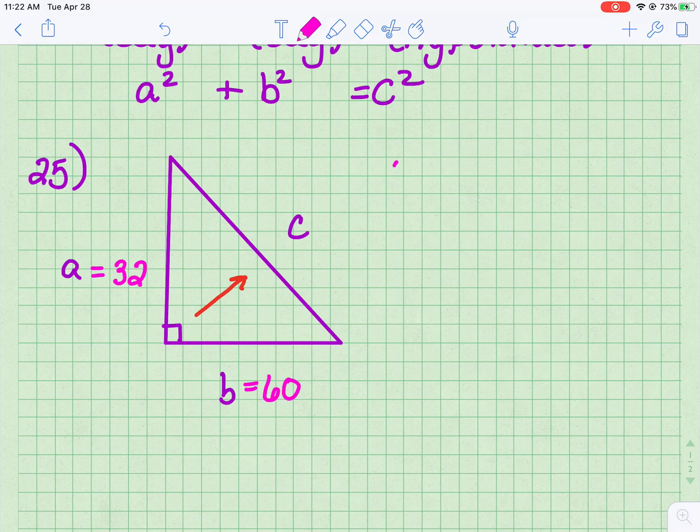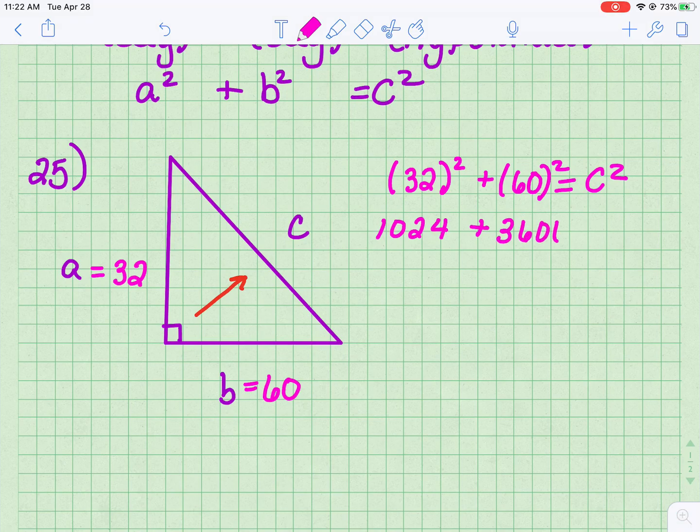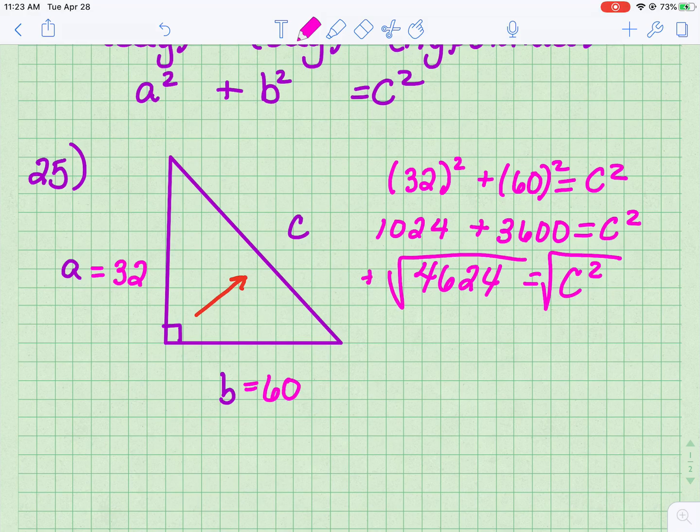So we take our formula and we do 32 squared plus 60 squared equals C squared. So I get out my calculator and I do 32 squared and I get 1024. I do 60 squared, 3600 equals C squared. I add those two together and I get 4624 equals C squared. I'm going to square root both sides to get rid of that square. Remember, when we square root both sides, we get a plus minus.